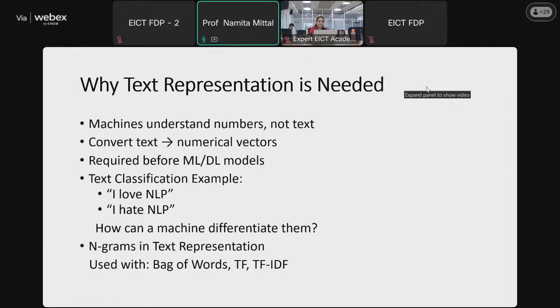For a text classification example, let's say the first sentence is "I love NLP" and the second is "I hate NLP". How can a machine differentiate them? Depending on the word embedding. There must be some embedding for love and some embedding for hate. In text representation we have seen bag of words, TF, TF-IDF, n-gram, word2vec, and so on.